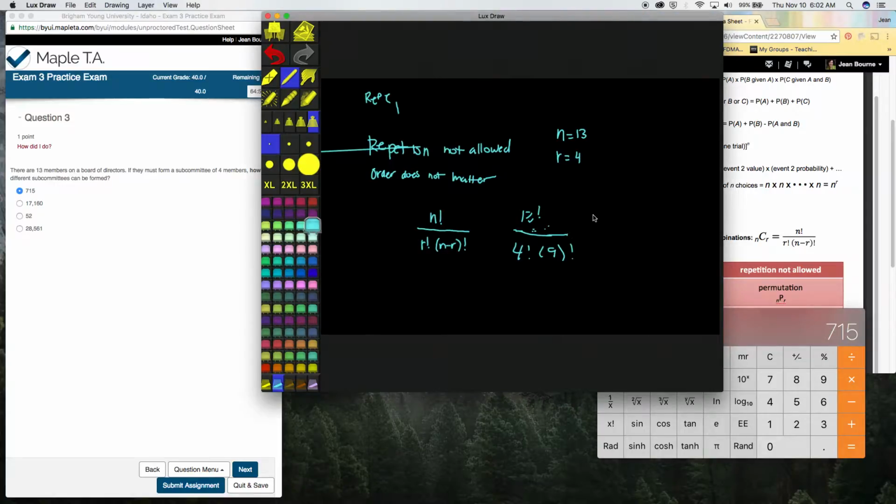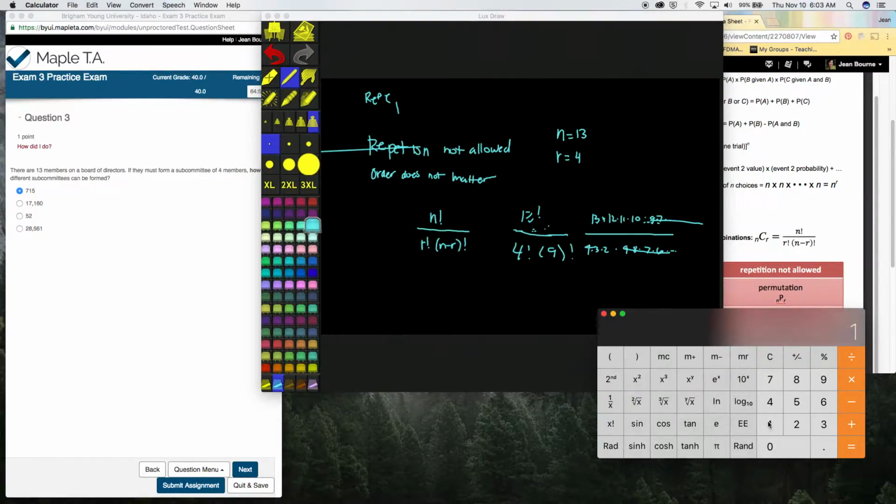If you don't have that, then you can write these numbers out. 13 times 12 times 11 times 10 on top, and this is 4 times 3 times 2 times 1. Well, I don't have to write the 1. And then this is 9 times 8 times 7 times 6, and I'll write a couple more of these out. You can see that everything down here is going to cancel with the 9 times 8 times 7 times 6 times 5 times 4, right? So then you could just do this part on your calculator. If you don't have a factorial button, you can do it that way.